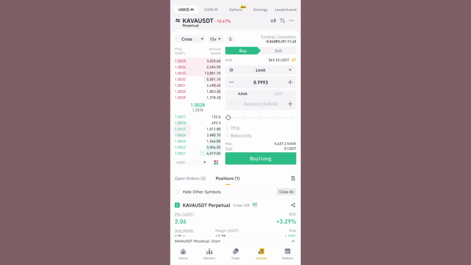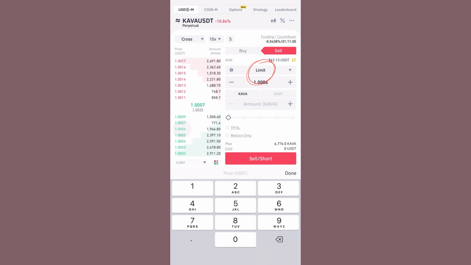All right, if you want to sell, it is the same process. You just go to sell. Sell means the price is going to fall. Remember, what action you take is dependent on your analysis. The limit you see here enables you to edit whatever price you want to buy or sell at.